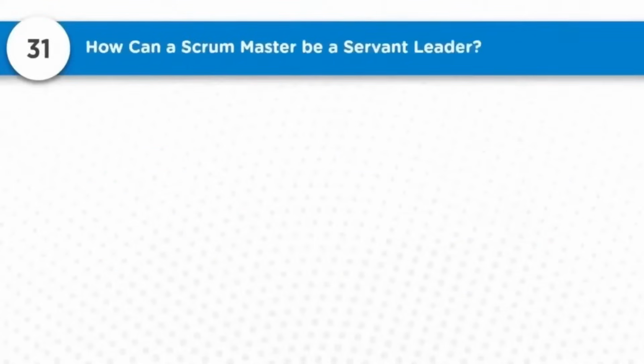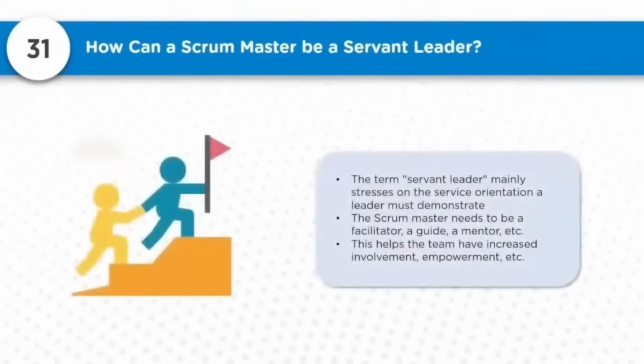That is about DOD. The next question, how can a Scrum Master be a servant leader? It's a very important thing to understand. What is the meaning of servant leader? The term servant leader mainly stresses the service orientation which a leader should demonstrate. Today we say every organization is a service organization. Even an organization producing cars, if there is no service orientation, they cannot sell. So there is more stress on service orientation. The Scrum Master needs to be a facilitator, a guide, a mentor, etc. This helps the team have increased involvement and empowerment.